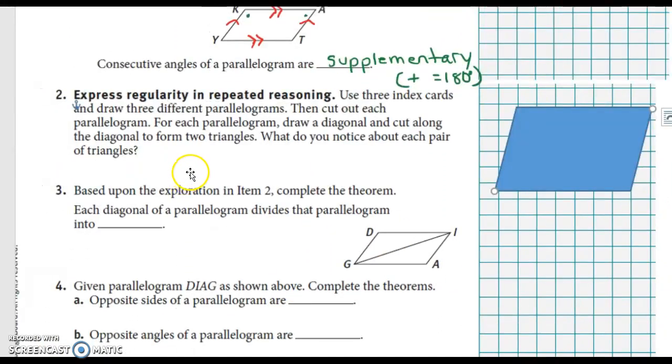Okay, so for this next part, depending on what you're doing in class, you can use 3 index cards and draw 3 different parallelograms. Then you cut them out and create a parallelogram, and then you want to draw a diagonal and cut along the diagonal to form 2 triangles. Well, I've gone ahead and created a parallelogram over here, and then I'm just going to insert a diagonal. Okay, so this part is where we do a little bit of exploration. So if you do have the materials, then go ahead and pause the video and do some of that exploration.